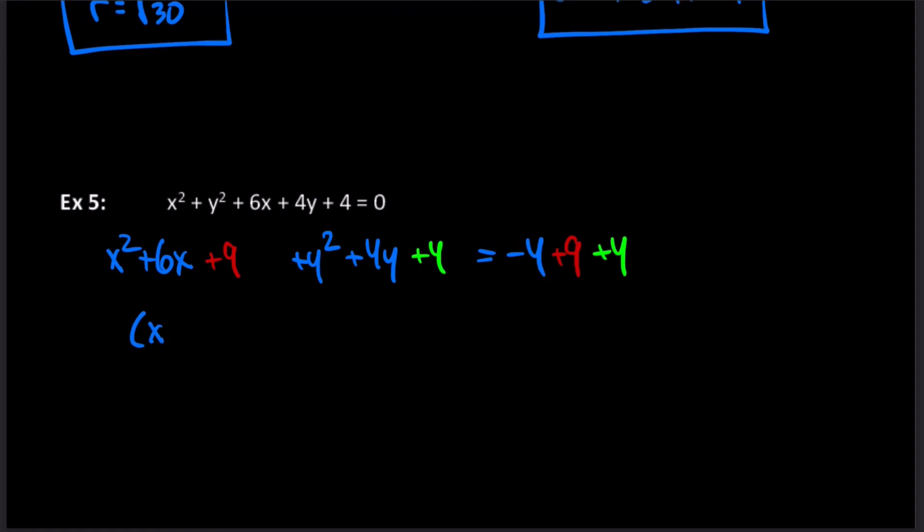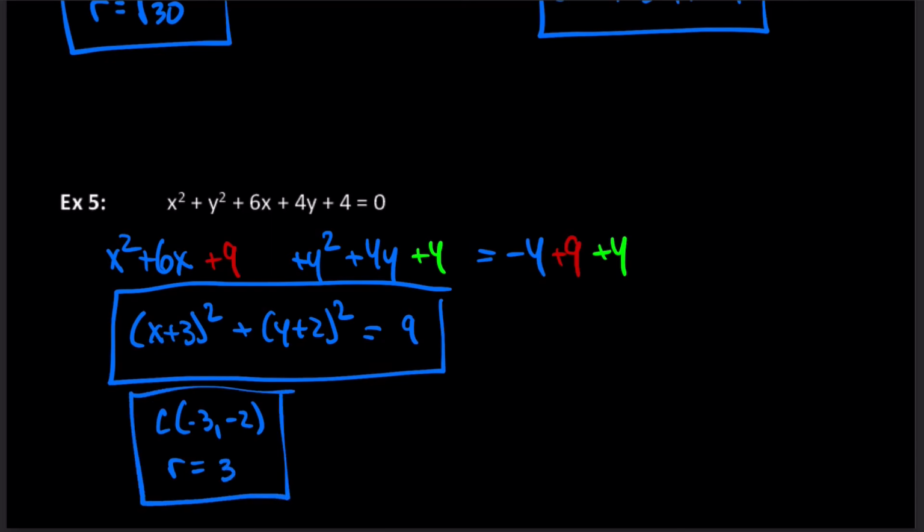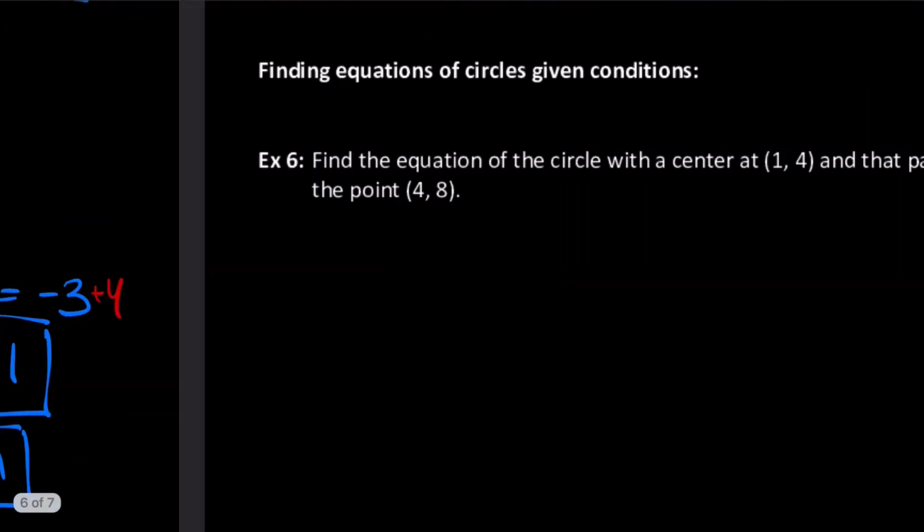Factoring the x's, I have x plus 3 squared. Factoring the y's, I have y plus 2 squared. -4 plus 9 plus 4 is just 9. There's your center radius form or standard form. The center is -3, -2, and the radius is the square root of 9 or 3. All right, excellent. Moving on.